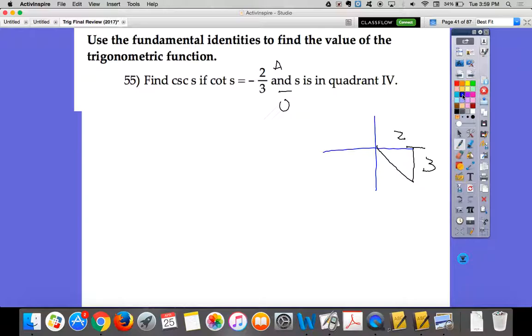Remember, when it's negative, nobody promises you that the negative goes with the top. You don't know who he came from. It could go with the top. It could go with the bottom. You got to draw your picture to figure it out. 3 is the one that's hanging down, so 3 is the one that gets the negative.